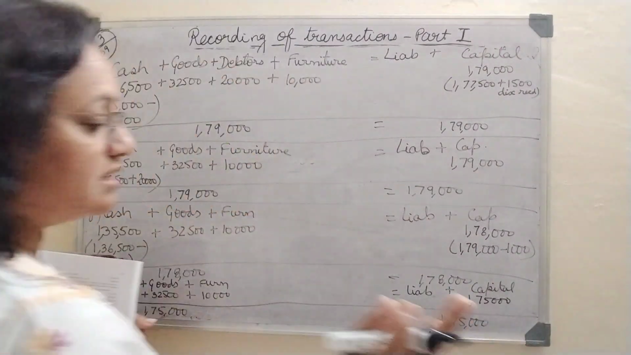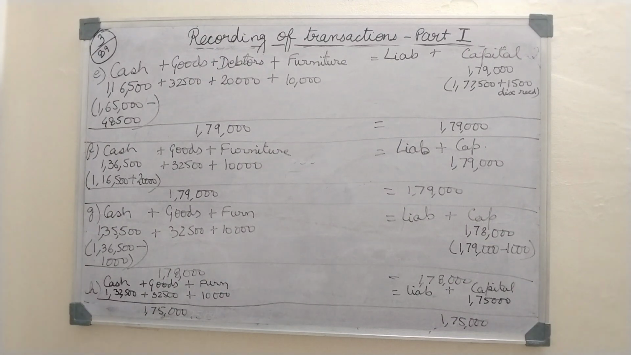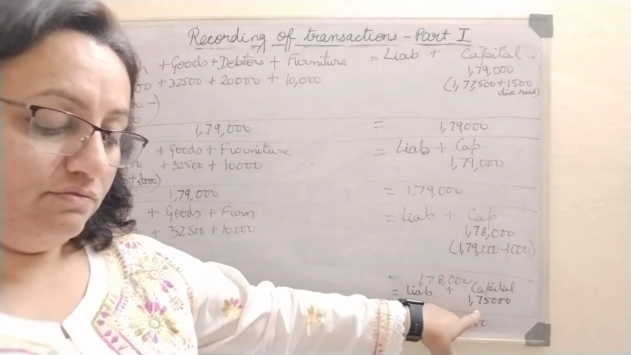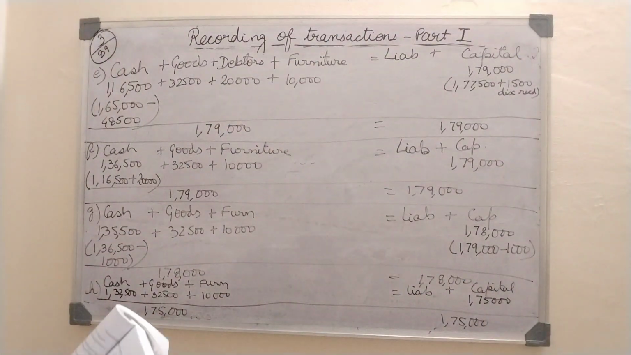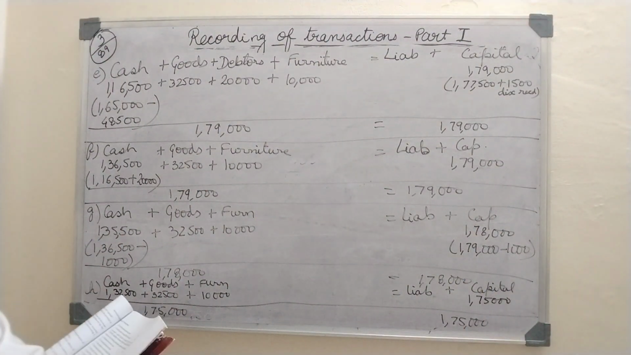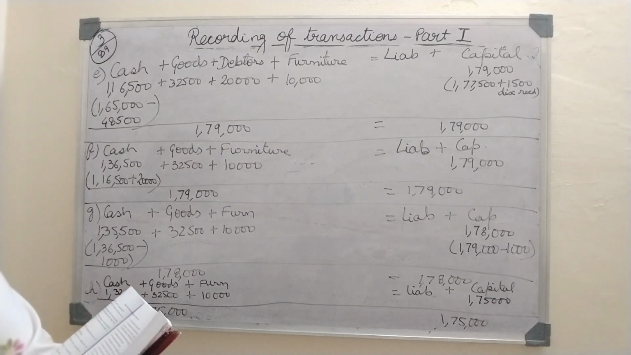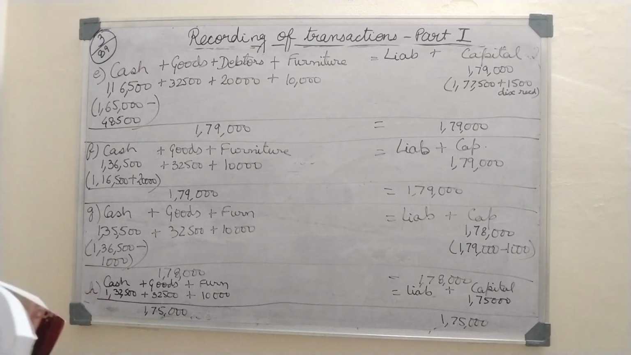So this is what is there in your book also. If you see at the end of the question, they have given you cash is 1,32,500, goods are 32,500, furniture is 10,000 and capital is 1,75,000. So this completes your question number 3. Let us move on to question number 4 and then question number 5 will be your homework.